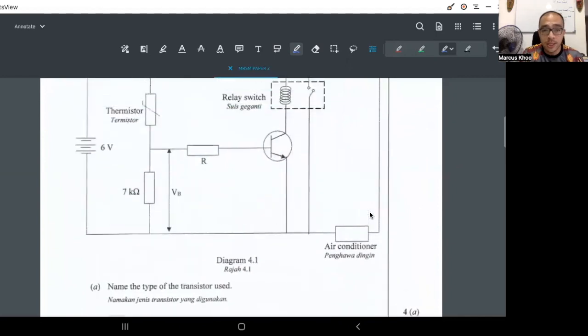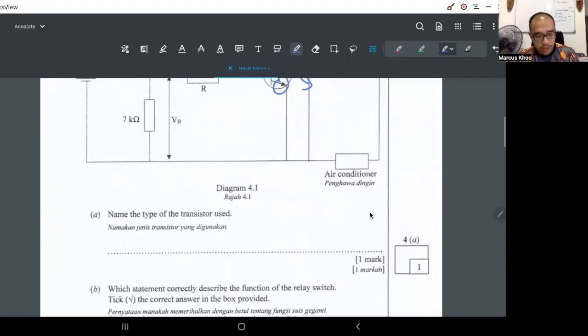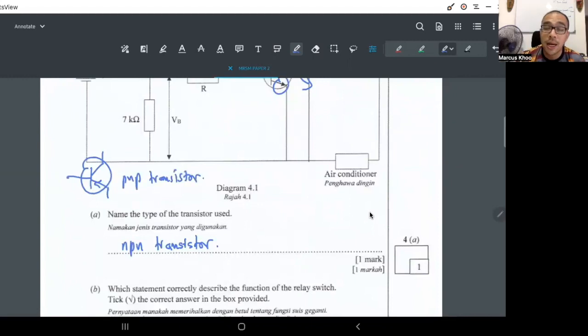Okay, name the type of transistor used. If you notice, the arrow is going downwards. So the arrow going downwards is an NPN transistor. Okay, the terbalik transistor, if the arrow is going up, okay, the arrow going upwards, it's called a PNP transistor. There are only two types of transistors in your syllabus lah. Okay, so the arrow is the one. Okay, the arrow in the symbol is the one that tells you whether it's an NPN or PNP transistor.